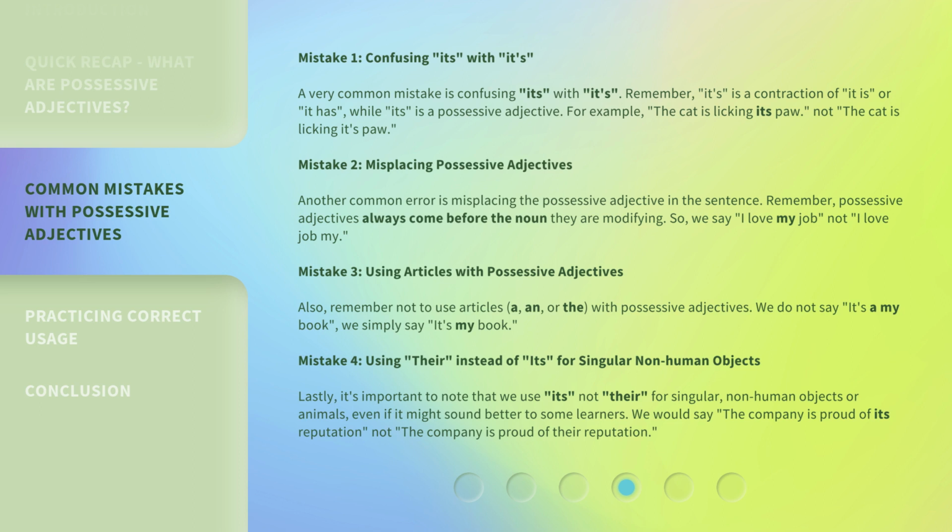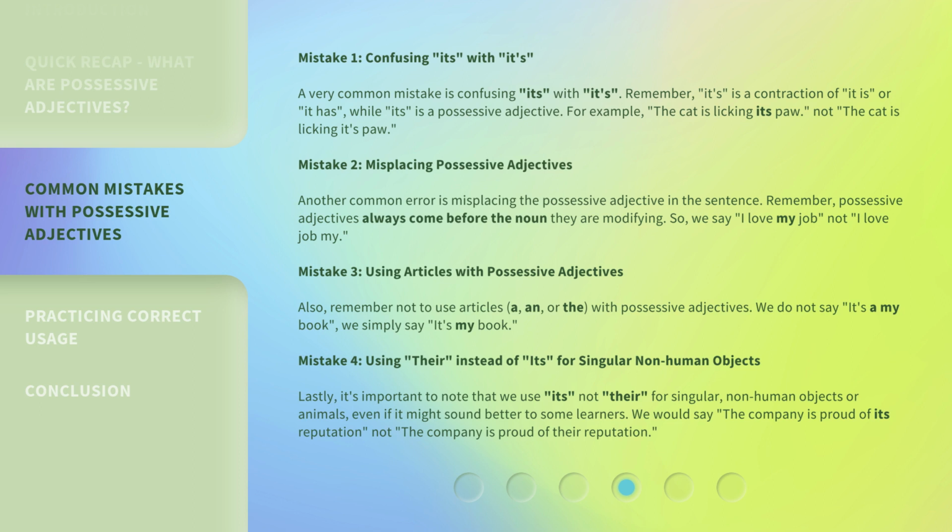Mistake 3. Using articles with possessive adjectives. Also, remember not to use articles, a, an, or the, with possessive adjectives. We do not say, it's a my book. We simply say, it's my book.